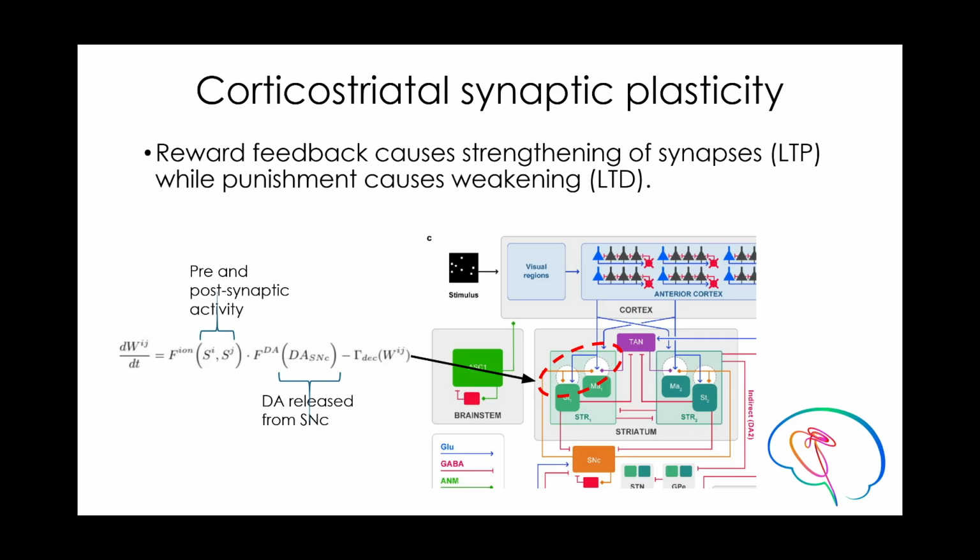And as I was saying before, because of this immediate tie to dopamine, any reward feedback can either strengthen the synapses, or punishment or omission of reward can also weaken the synapses and induce LTD.